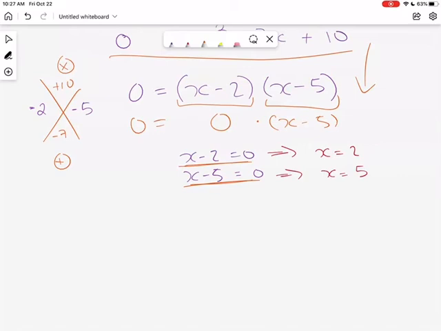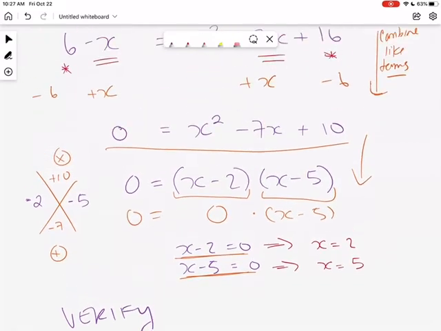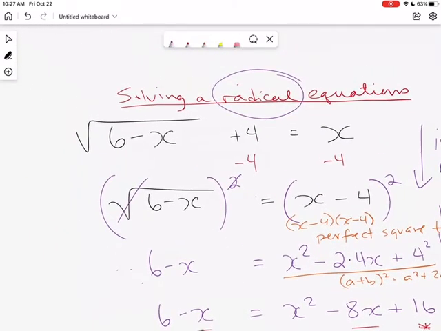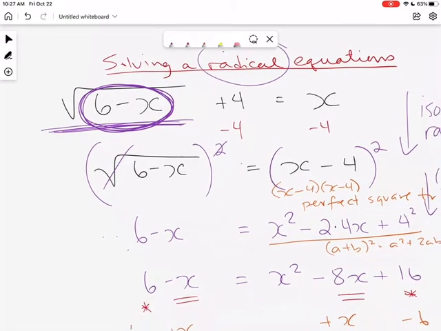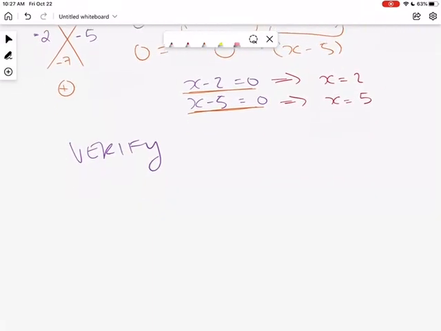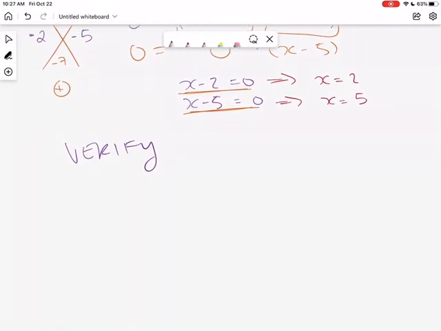And once I'm at this step now, I always want to verify, by the way, okay? Especially when I have a radical, because with radicals, remember our restrictions, right? We have a restriction here. My restriction on this radical would be that the radicand, that 6 minus x, has to be greater than or equal to 0. So that means that there are certain values of x that actually won't work. And I have to make sure that my solution is not one of those values that isn't going to work.